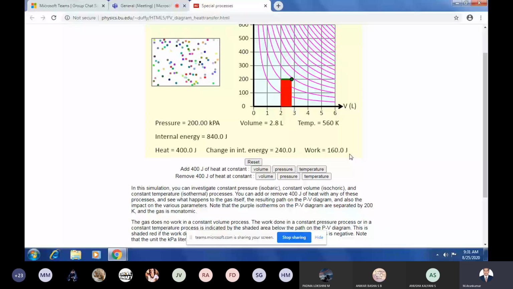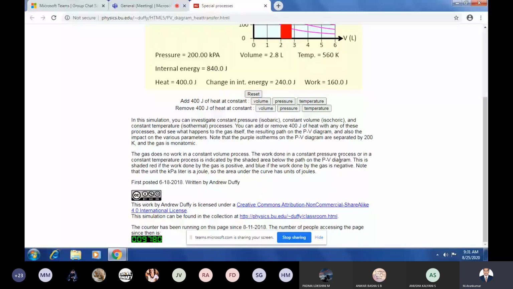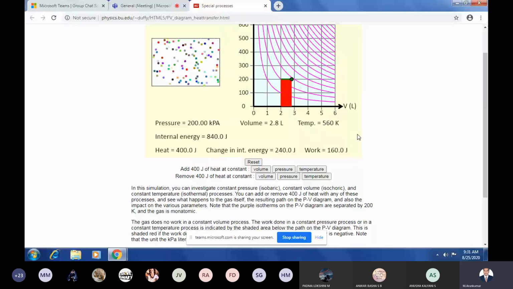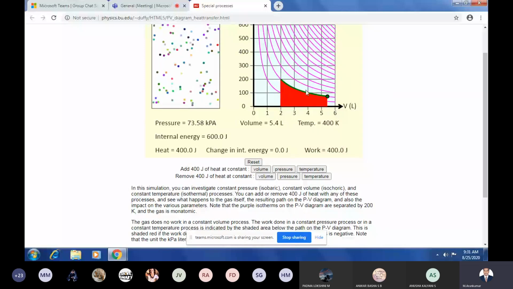The work done in a constant pressure process or in a constant temperature process is indicated by the shaded area below the PV diagram. For a constant temperature, an isothermal process, the curve will be like this. So this is the area under the curve.